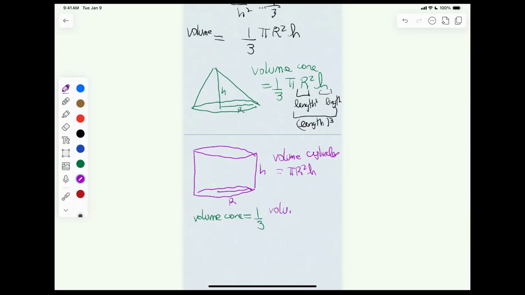What that means is, if you build these solids with some material like copper or gold or iron, and you melt the cone, then 3 of these cones would fit in the cylinder. You could pour the melted gold into the cylinder, and it has 3 times the amount of volume. So you could put 3 copies of the cone in there.